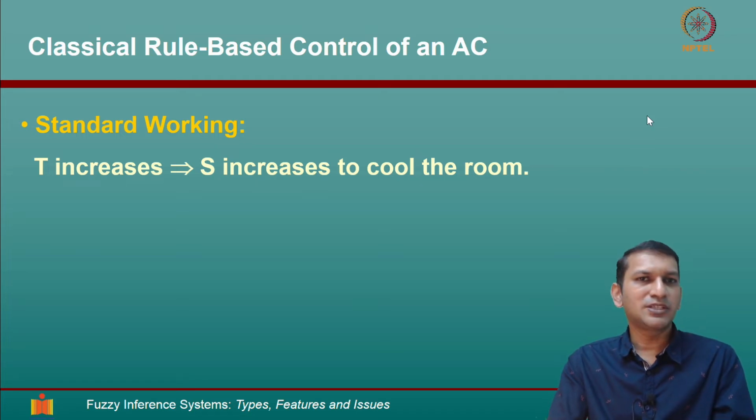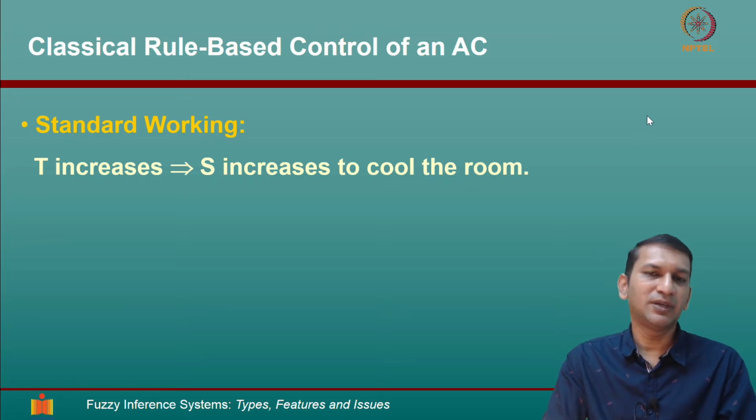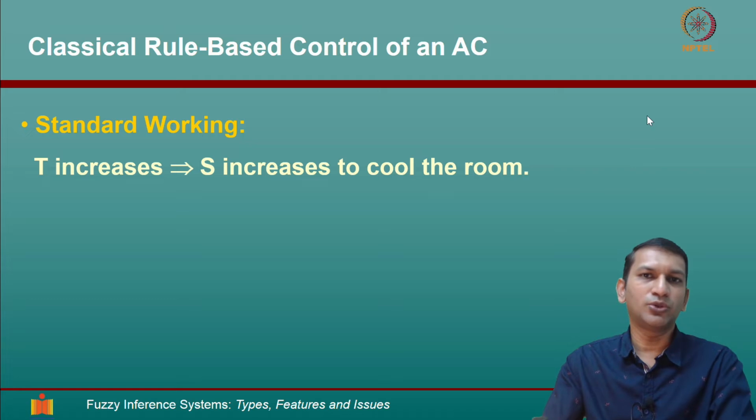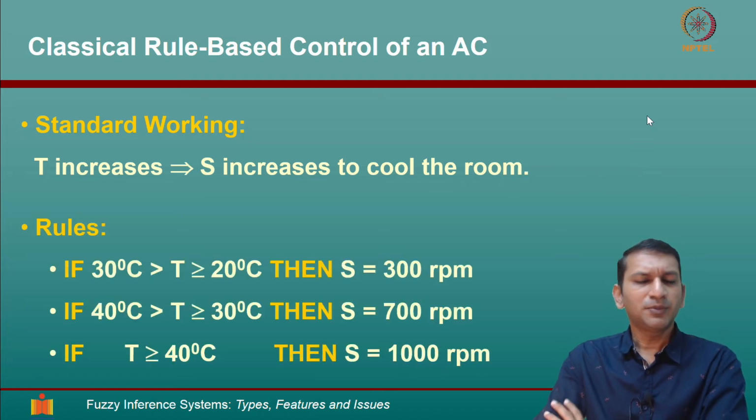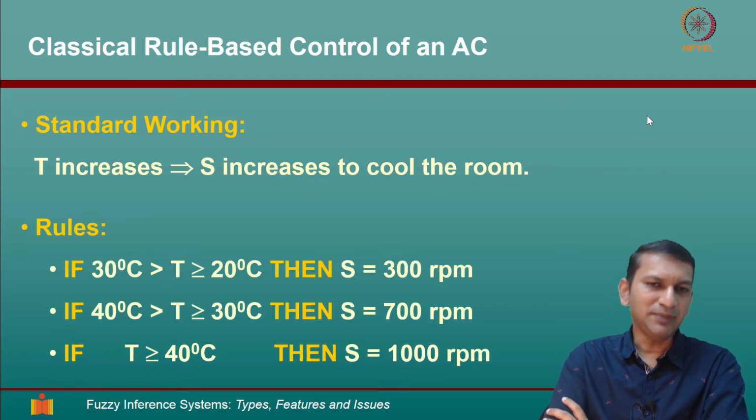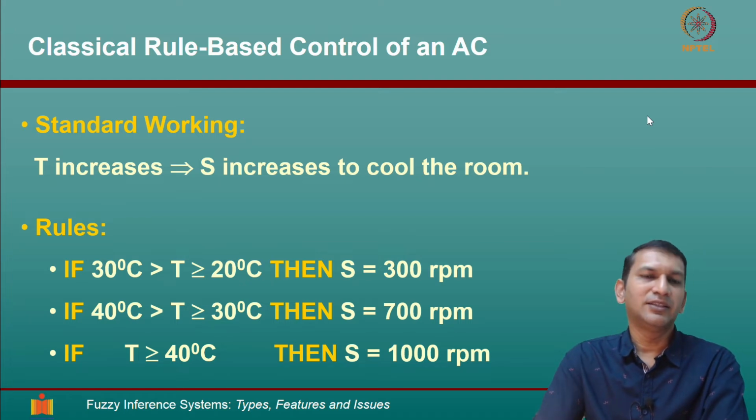This function, obviously we do not know, or even if we know, we need to be able to simulate it. We need to be able to approximate it using the control system. But what we do know qualitatively is they have a monotonic relationship. As T increases, we want S also to increase. So perhaps we could come up with rules of this type. If T is between 20 and 30 degrees, then the fan speed should be 300 RPM. Similarly, if T is between 30 and 40 degrees, then the fan speed should be 700 RPM, and if it is more than 40, then the fan speed should be 1000 RPM.